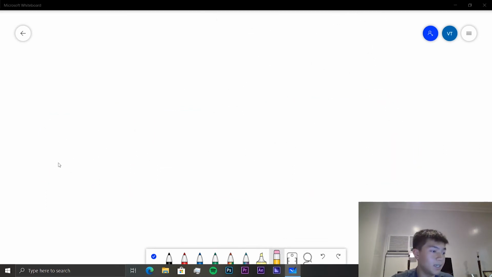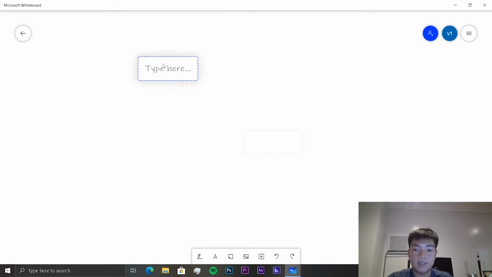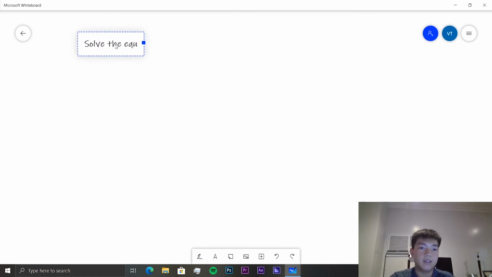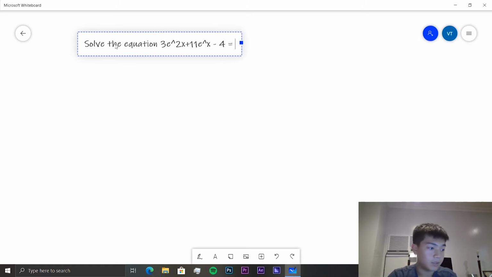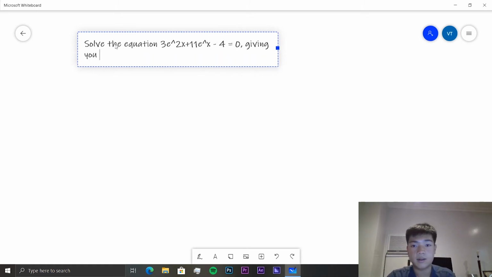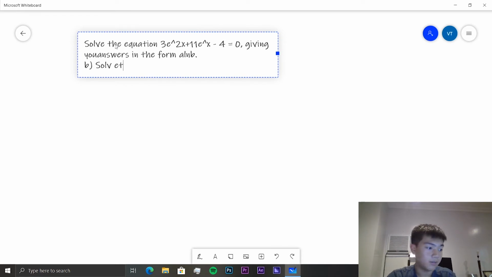Next question asks us to solve the equation 3e squared x plus 11e to the x minus 4 is equal to 0, giving your answers in the form a ln b. And next, solve the equation ln x squared minus 5 ln x minus 36 is equal to 0.